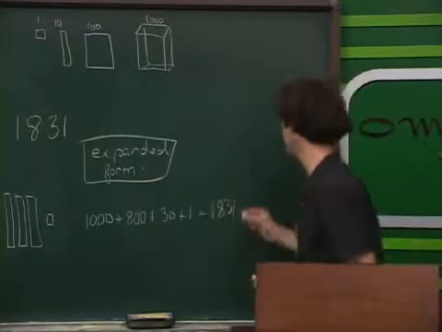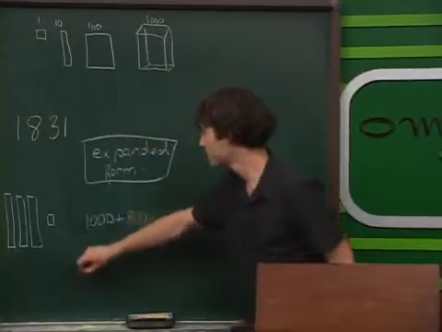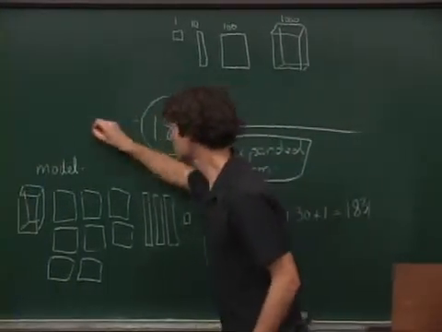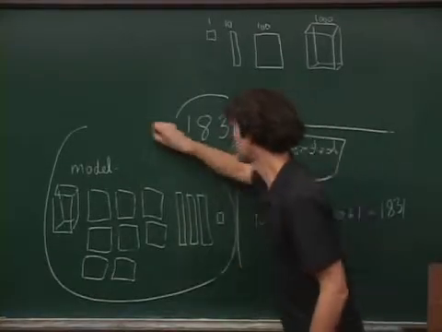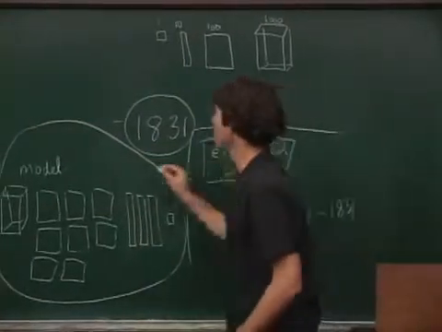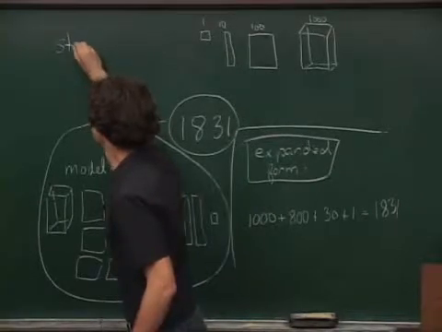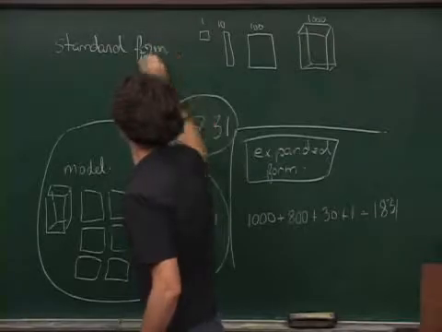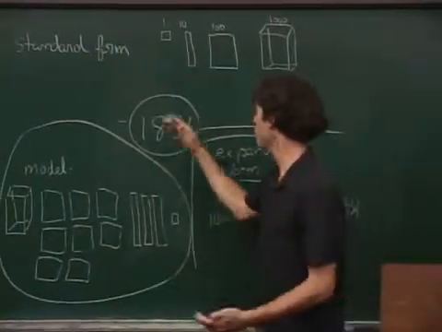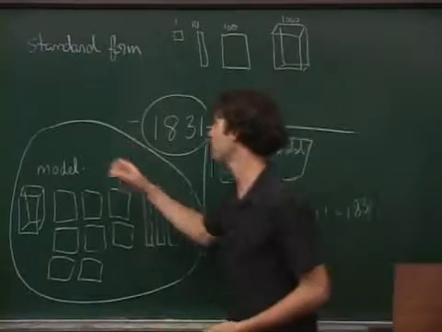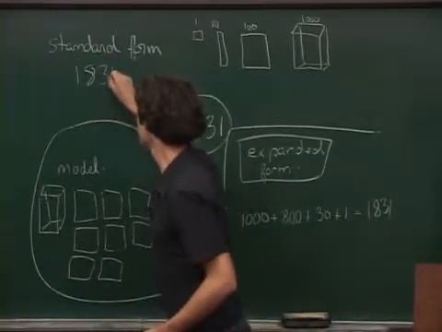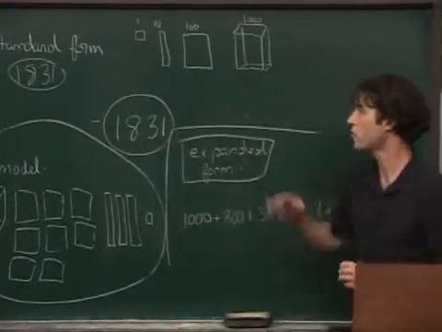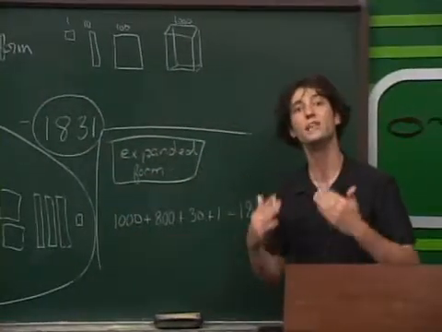Now we can also write it in a standard form. Standard form. I'll put it up here. Now, the standard form is when we just write the number, 1,831. This is the standard form. So there are 3 different ways here that you can write a number. And there actually is one more.